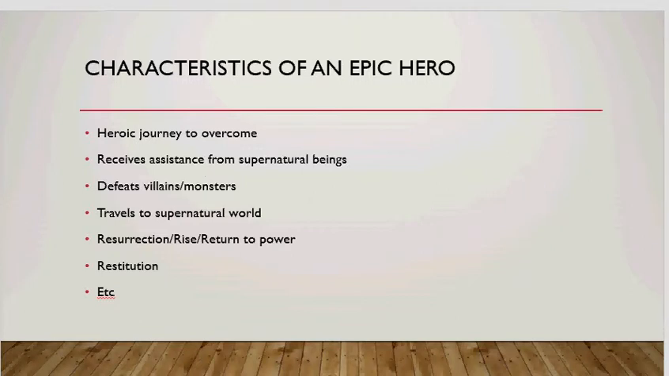Since we've been reading the Odyssey, we'll specifically look at an epic hero because that's what Odysseus is. Characteristics of an epic hero generally mean there's a heroic journey to overcome. So in this example, we have his journey to come home and to kind of overcome all the shenanigans he's gotten himself into. He receives assistance from supernatural beings. There's the defeat of villains and monsters, travels to supernatural worlds, a resurrection or rise or return to power, and then restitution, which we kind of get from Odysseus and his justice upon the suitors.